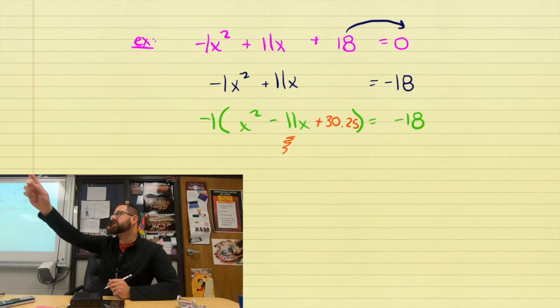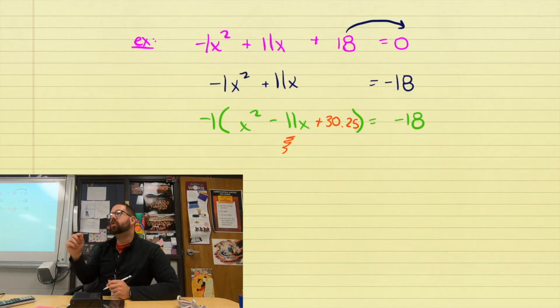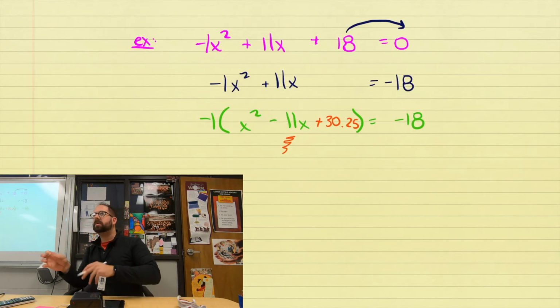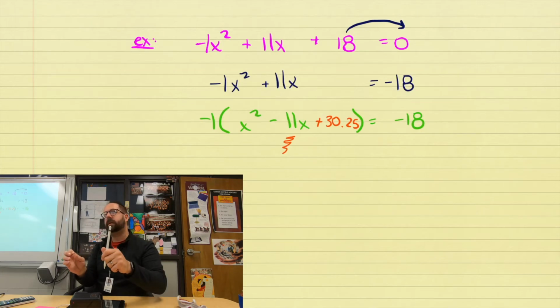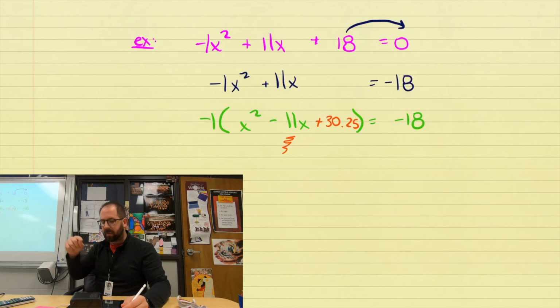Because if you didn't listen to Jada earlier, she said it right. You always have to take that number times the number out front. So instead of 30.25, what is technically the number that I'm adding to the other side?